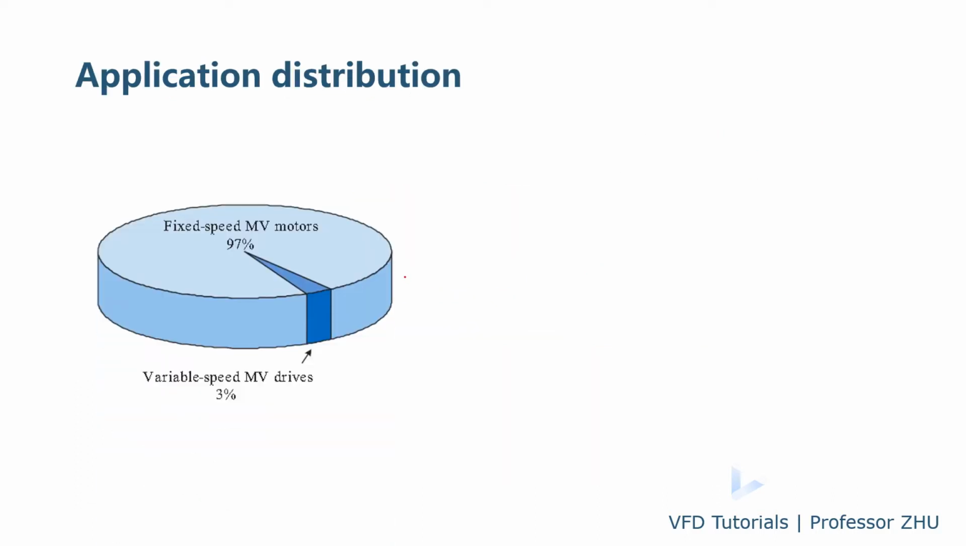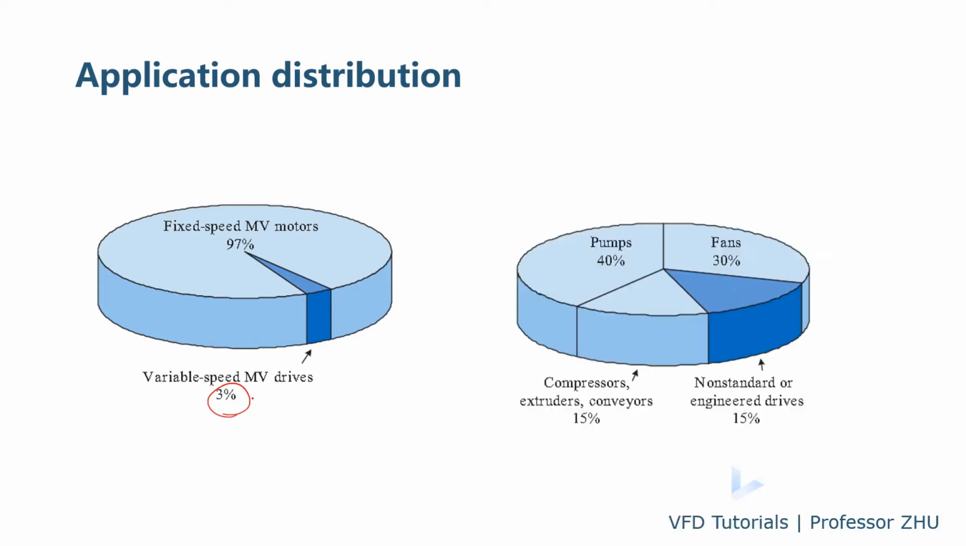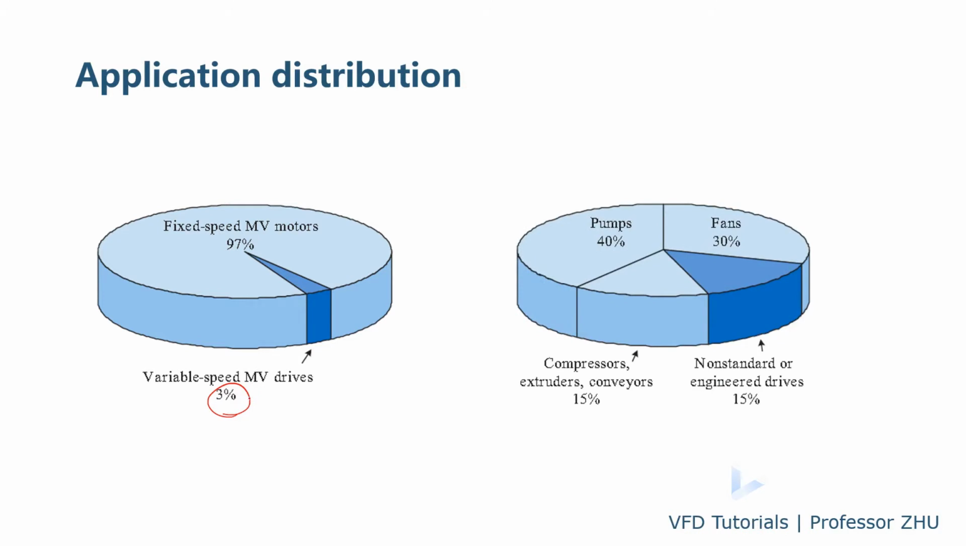And for the medium voltage motor, the majority is fixed speed. Only about 3% is driven by a variable speed drive. For those driven by a VFD, the majority of load types are pumps, fans, and compressors. A small portion of the load is what we call non-standard or engineered drives, like a roller mill for the steel industry, or some test benches.